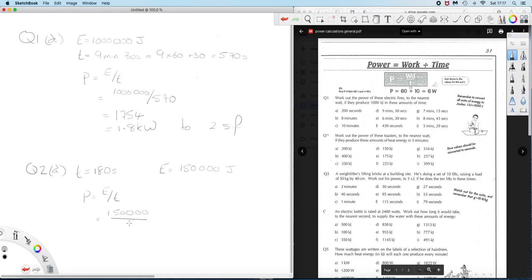150,000 divided by 180, and 150,000 divided by 180 is 833. So 833, which we could write as 8.3 times 10 to the 2 watts, again to two significant figures.